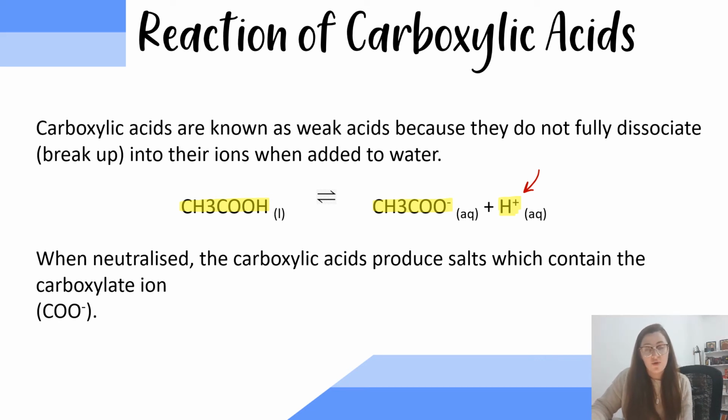Carboxylic acids do not fully dissociate, which means not all of the molecules of methanoic acid will split up into a negative ion and a positive ion. So they're weak acids because they only produce a little bit of your H+ ion. When neutralized, the carboxylic acids produce salts which contain the carboxylate ion, which is your COO minus ion, and we'll talk about that a little bit later on.